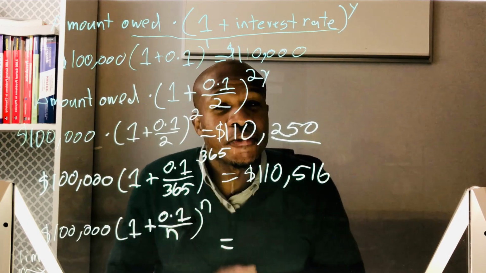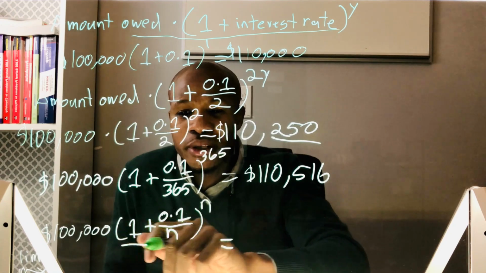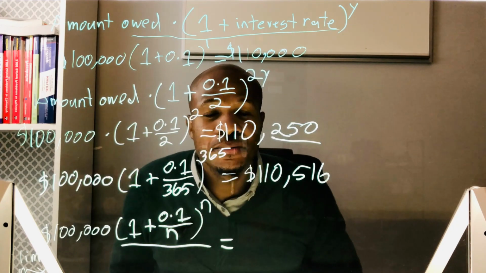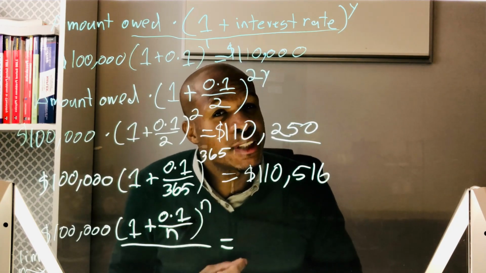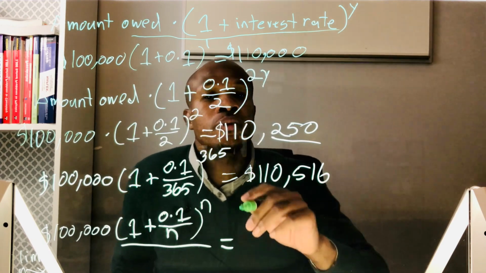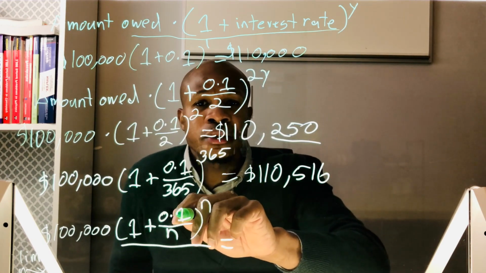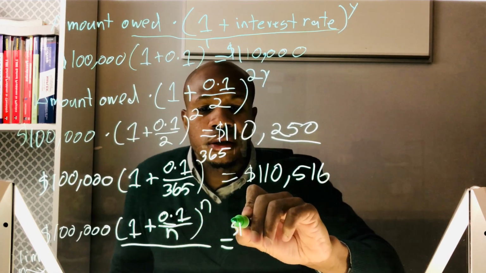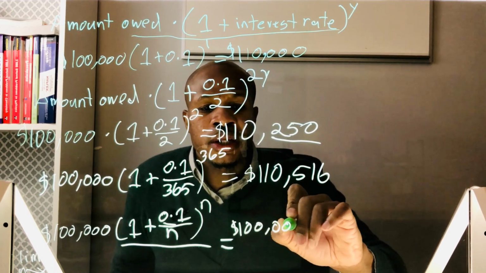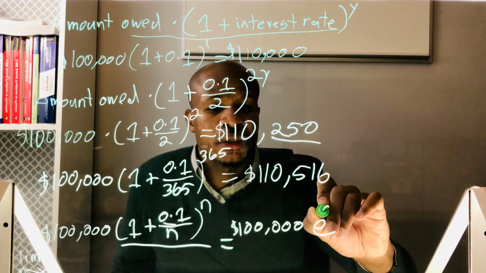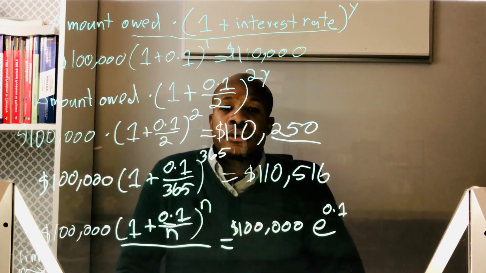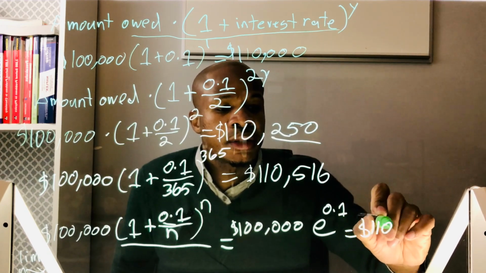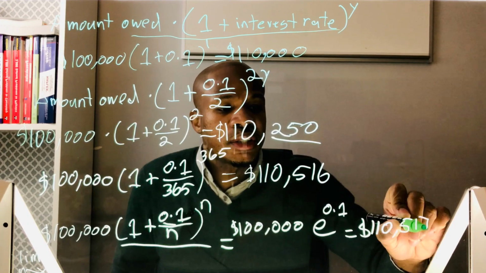Okay, so for your calculus students, what does this result in as n goes to infinity? Something that you should know, okay? Well, if you don't know, that's basically e to the x, e raised to this power here. So that would be equal to the $100,000 that we owe times e raised to the 0.1. Okay, and if we plug that into our calculator, we will get $110,000, $517.